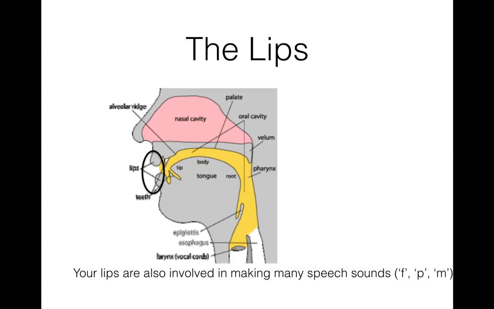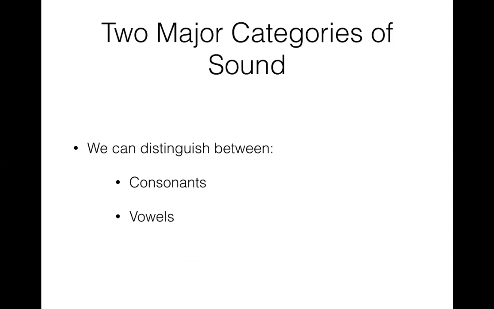There are two major categories of sounds in language. We often distinguish between consonant sounds and vowel sounds. I'm not really talking about your written Roman alphabet, where we say there are 26 letters in the English language and there are five vowels, etc.